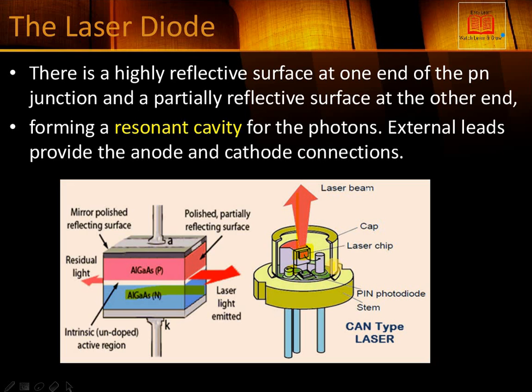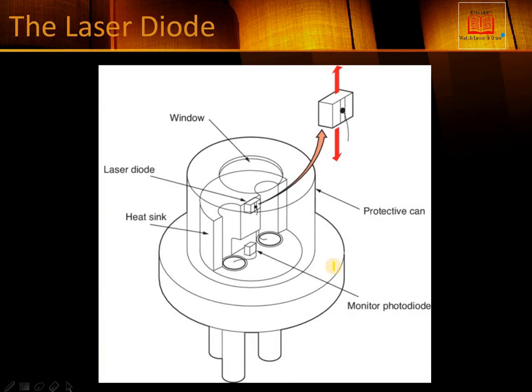Another diagram, but here the heat sink is involved. This is a heat sink to sink the heat and transfer it away, and this is the window where the light is emitted, and the monitor photodiode, and other parameters.